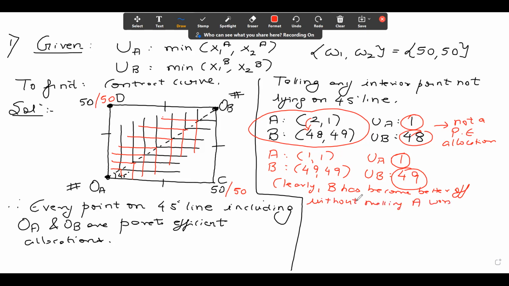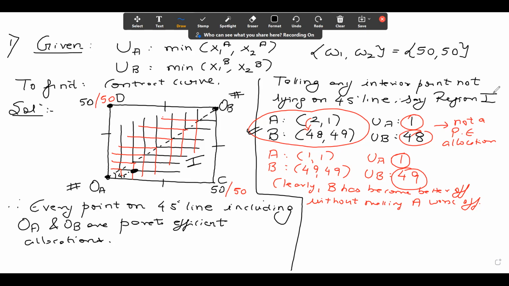Without making A worse off. Hence, this allocation is not Pareto efficient. Take any other point. So you can see that this point was lying in this particular region, 2, 1. I took a point in this region. So mark this, suppose, as region number 1. So taking any interior point not lying on the 45-degree line, say a point in region 1.